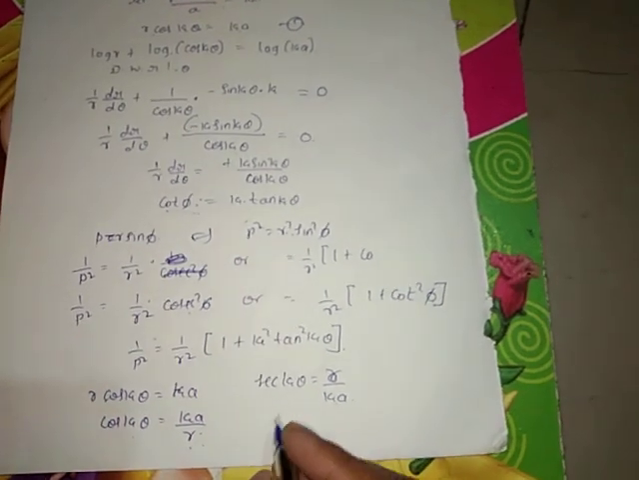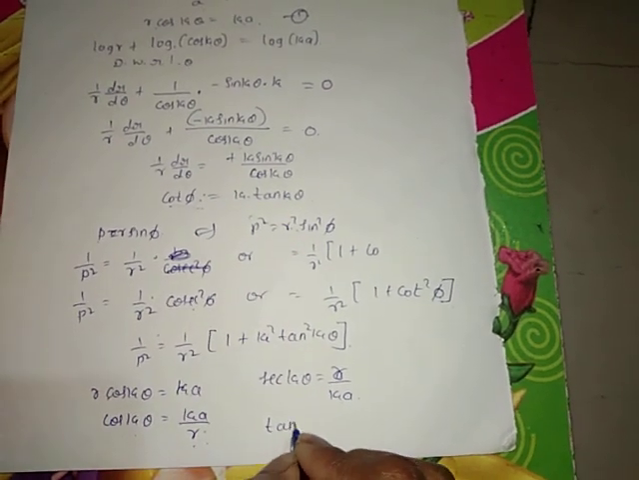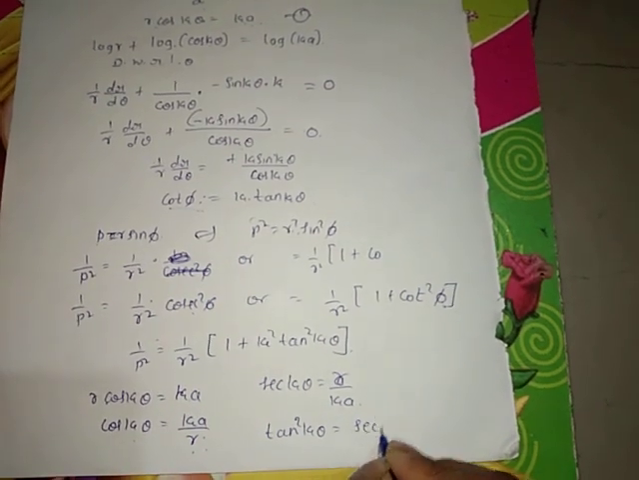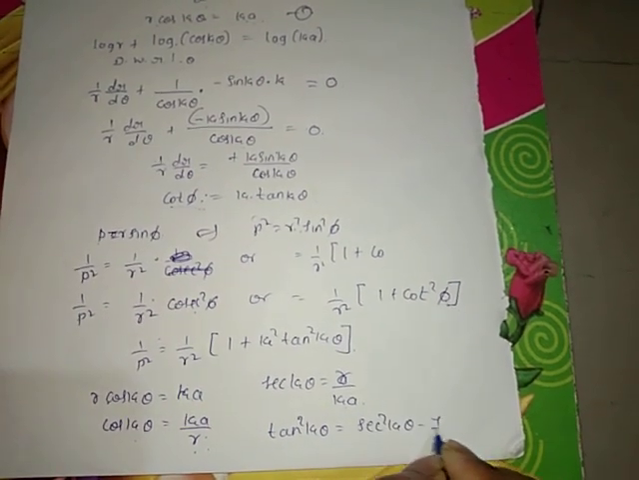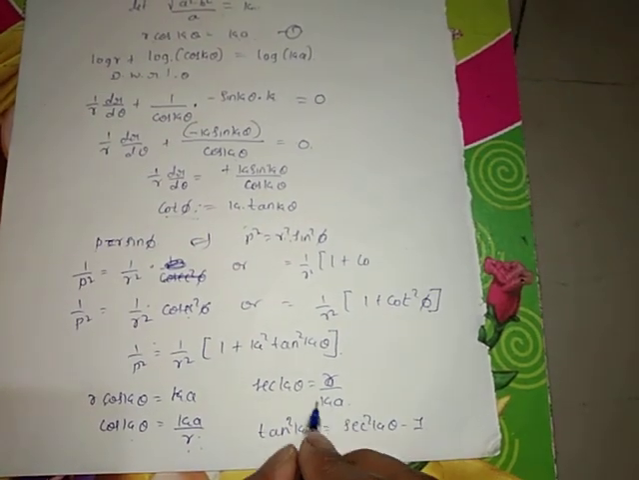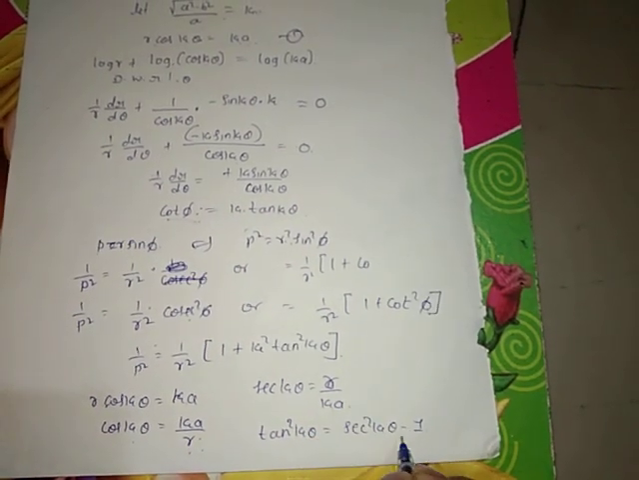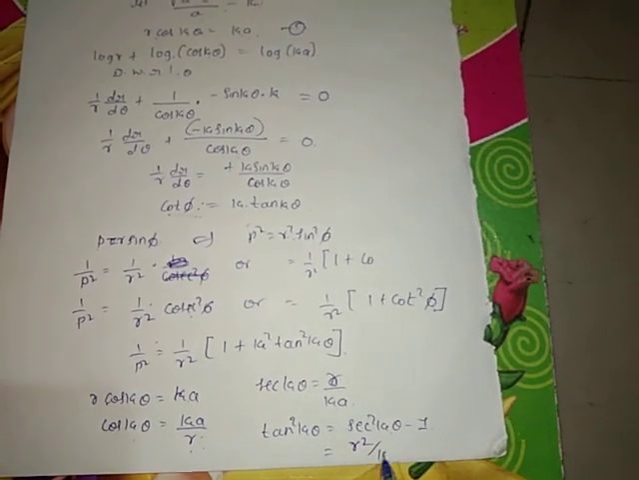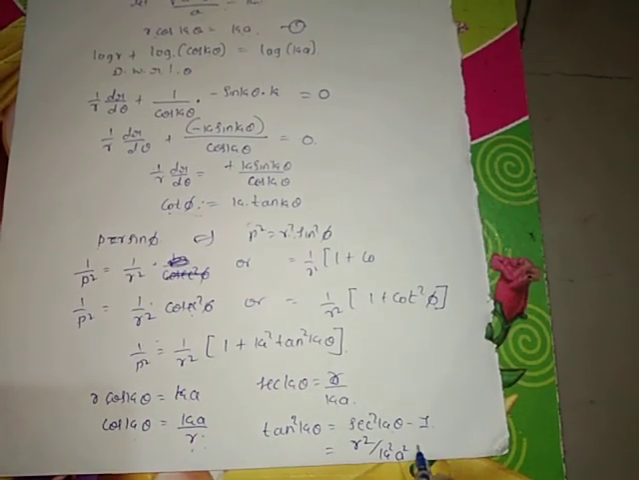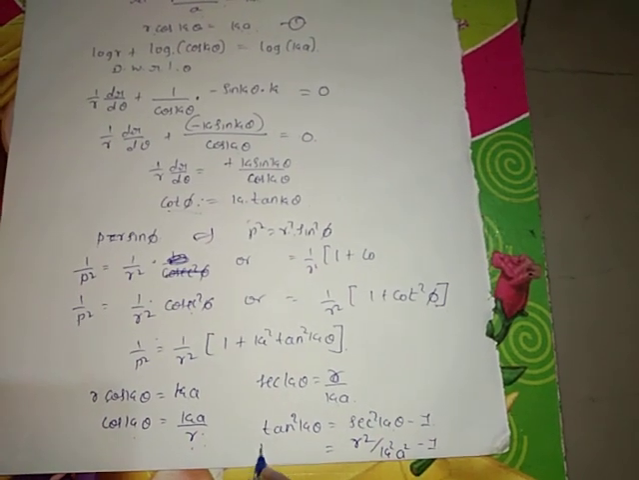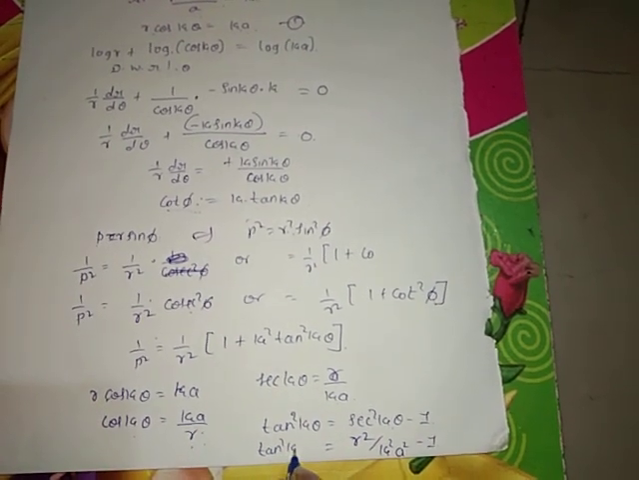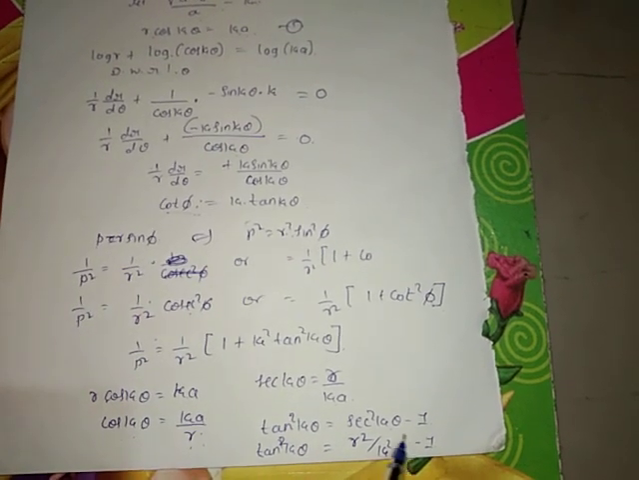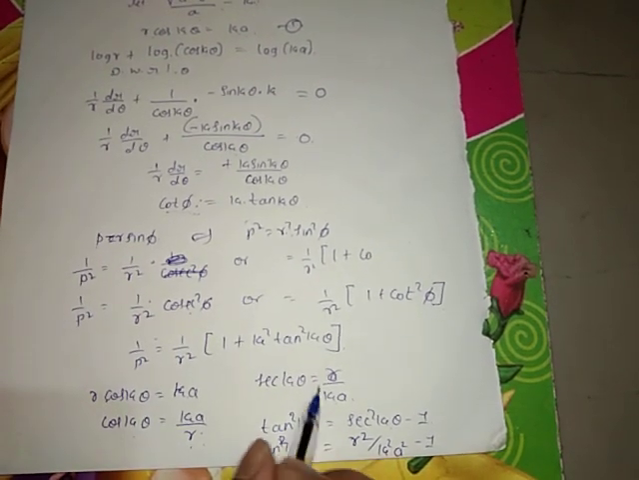And we know the trigonometric formula, tan square k theta equal to sec square k theta minus 1. We already know sec k theta. Substitute it here. Then it becomes r square divided by k square a square minus 1. That is the tan square k theta value. Now we have to substitute this tan square k theta in this equation.